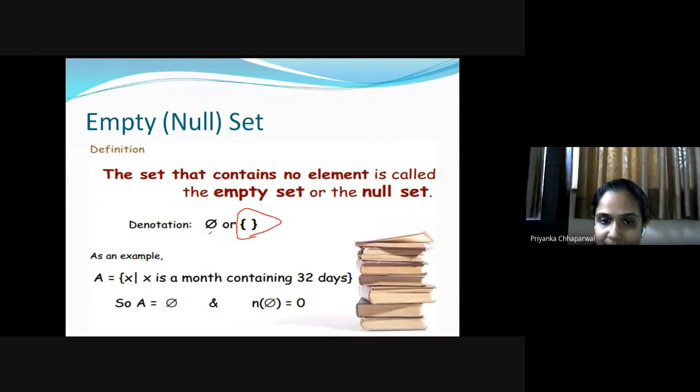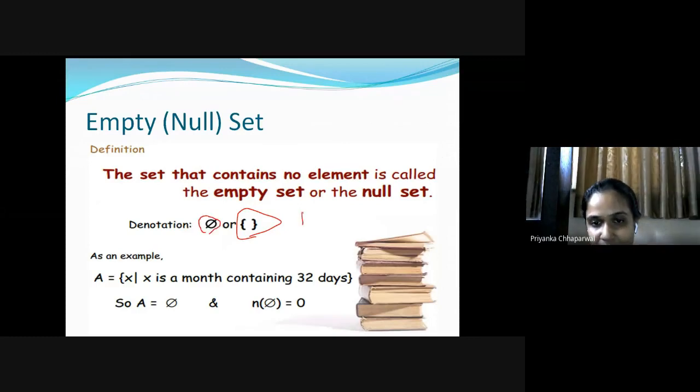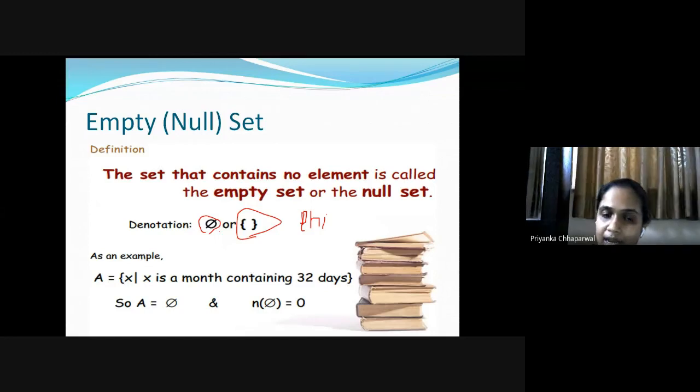If I am writing this, it is also phi. How is it pronounced? It is phi, P H I. So it is phi, and it is known as the empty set. It is the notation of the empty set.